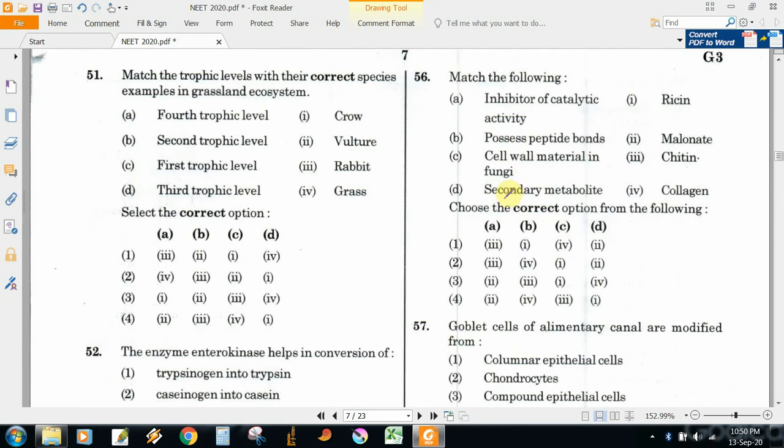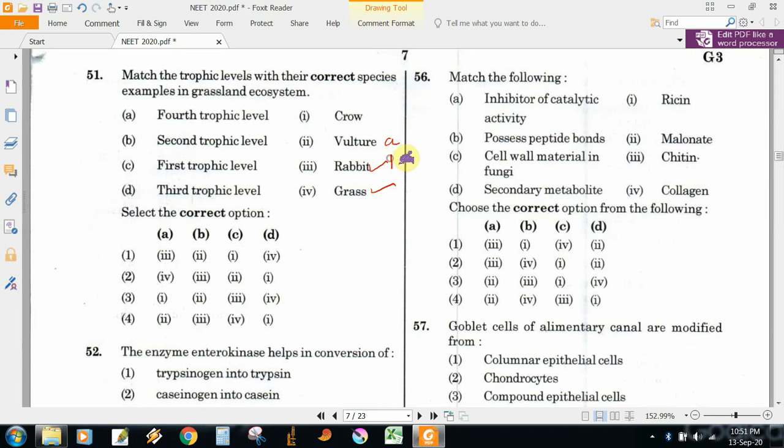Moving on, match the trophic levels with the correct species examples in the grassland ecosystem. Right, again a match the following kind of question we are having. The fourth trophic level will obviously be the highest one, that is the top carnivore, and based upon all the options, vulture is the top carnivore over here. So for A it is 2. The second trophic level is generally an herbivore, so it is going to be rabbit, and the first trophic level is going to be a producer, right? So it is grass. Okay, so let me write it again once again.